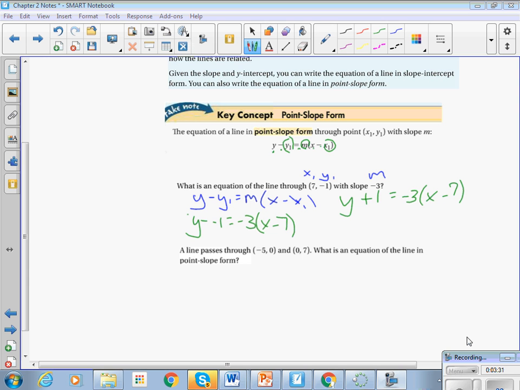All right, so let's take a look at this next problem. Make sure you're putting this in your notes. A line passes through (-5, 0) and (0, 7). What is the equation of the line in point-slope form? So we are going to write y minus y1 equals slope times x minus x1. So we are keeping y and minus.